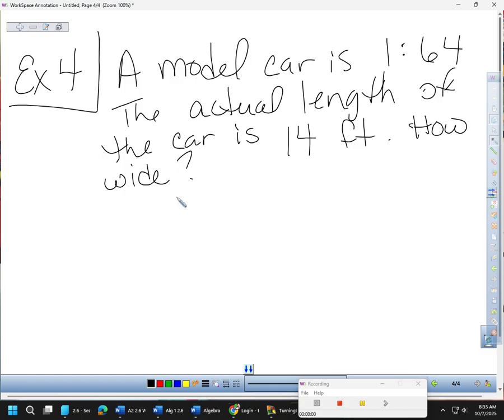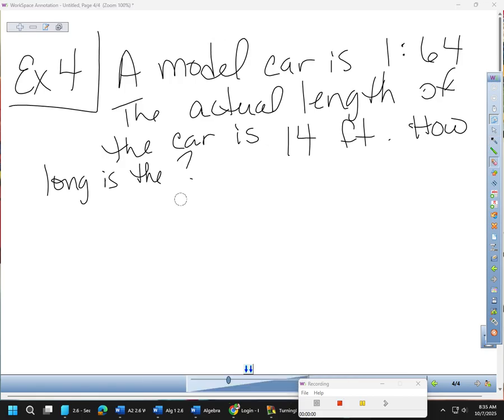And actually, I don't want to know how wide. I want to know how long is the model. Try that. Sorry about that.